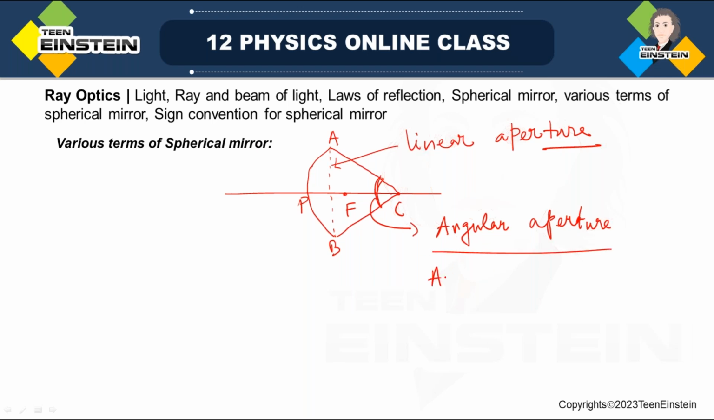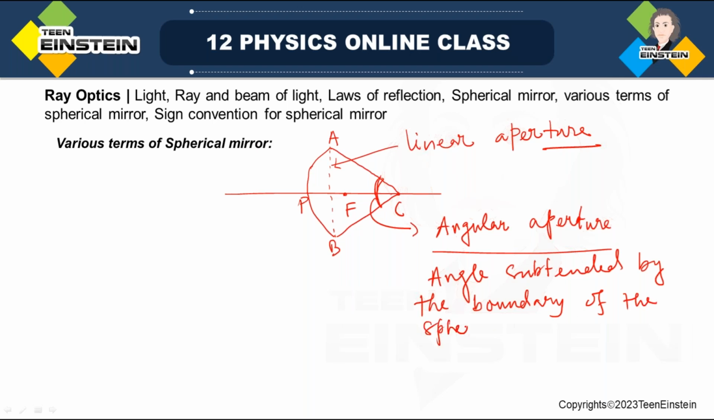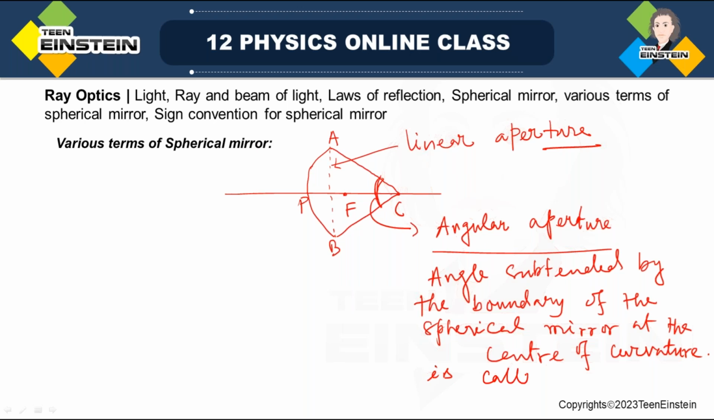Angular aperture is the angle subtended by the boundary of the spherical mirror at the center of curvature.